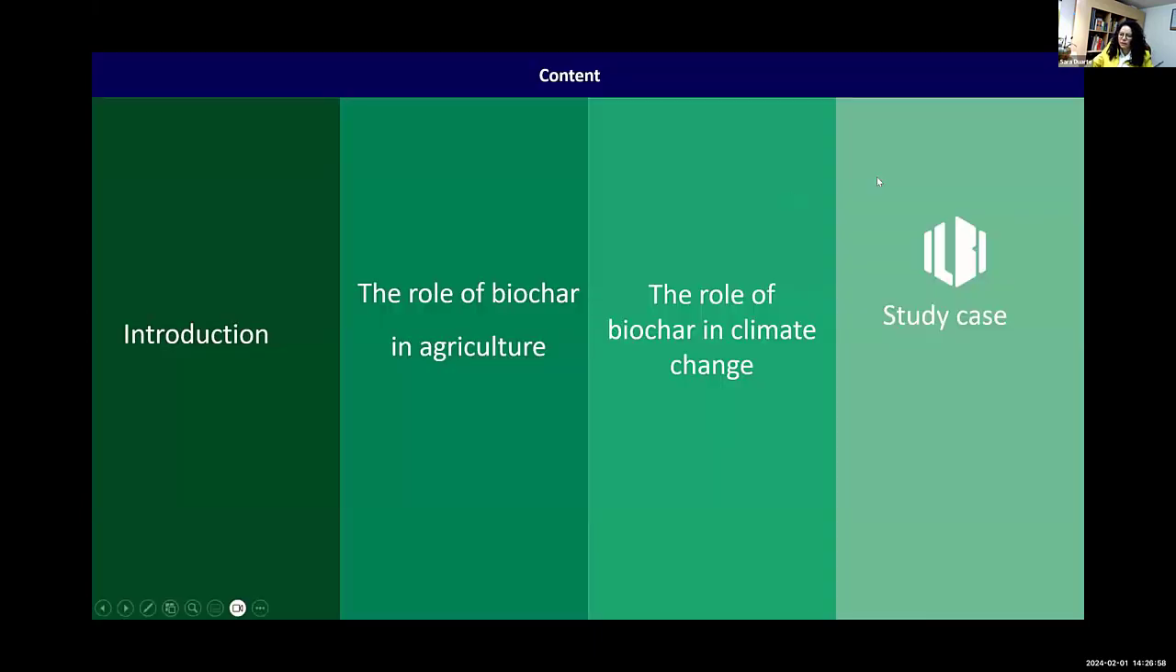Basically, our presentation is divided into an introduction, then we'll also talk a little bit about biochar as a powerful tool in agriculture. Then we'll also talk about biochar as a tool in climate change. And then we also have some really nice case studies from here, from Mexico, from Brazil, that I would like to share with you.